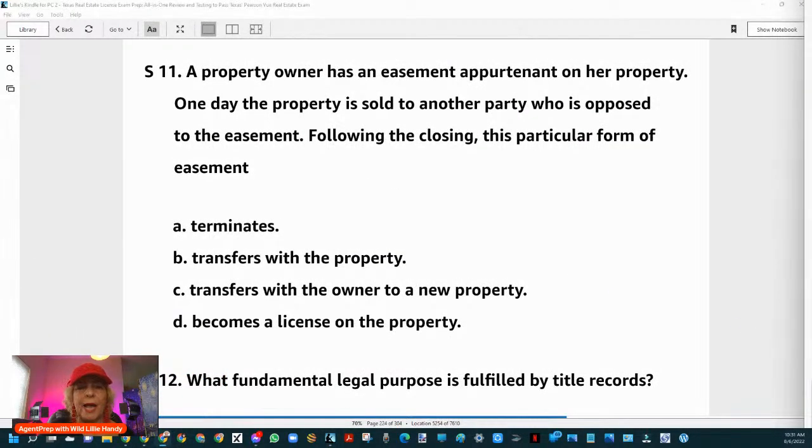A property owner has an easement appurtenant to her on her property, his or her property. One day the property is sold to another party who is opposed to the easement. Following the closing, this particular form of easement is what? A, terminates. B, transfers with the property. C, transfers with the owner to a new property. Or D, becomes a license on the property.